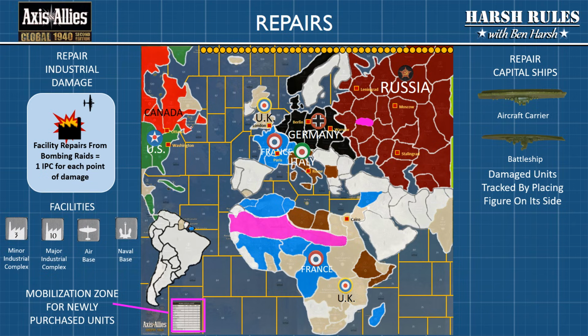As we saw just a moment earlier, facilities may take damage from strategic and tactical bombing raids. We'll cover conducting these raids during the combat phase. Repairs from those attacks are completed in this phase. To repair damaged facilities, the player must pay 1 IPC per point of inflicted damage.